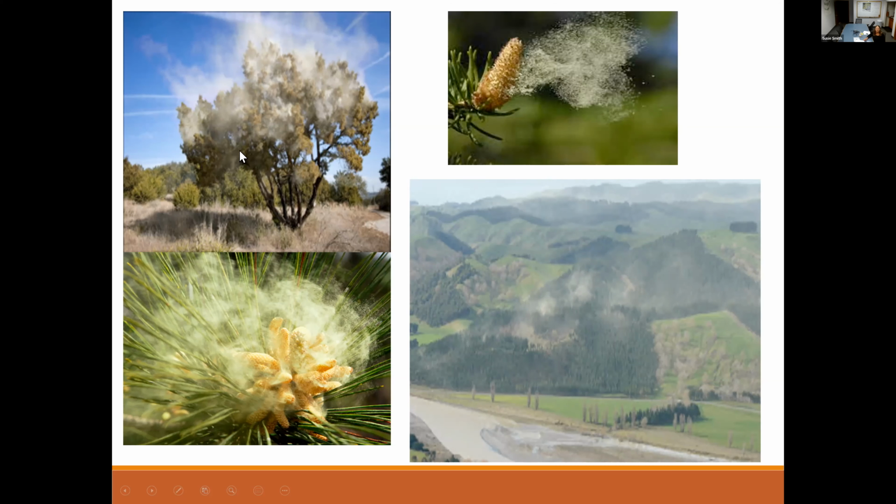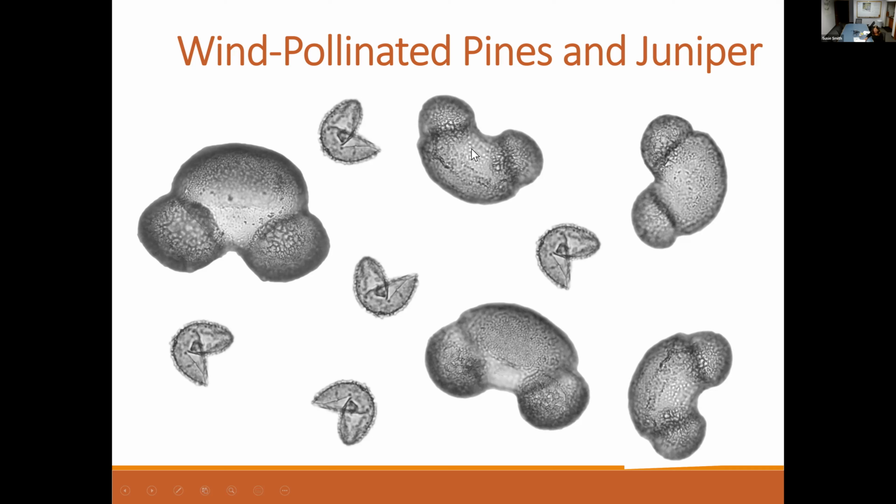This is a juniper tree with a big pollen cloud going on, and it can actually almost develop into a pollen storm. And the strategy here is to produce tons of pollen. Here's what two of the most common Southwest wind pollinated types look like.